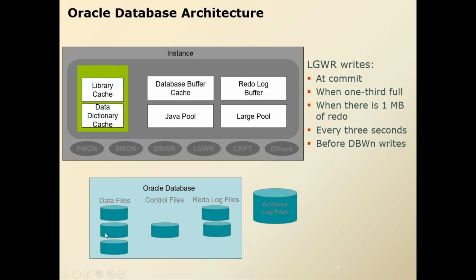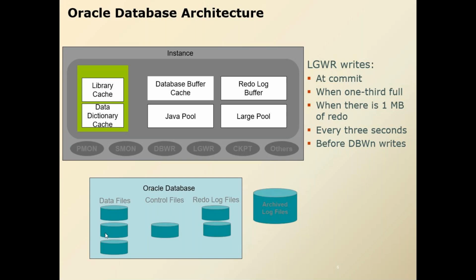Control files are the critical files in the database which contain the metadata information. So metadata information is really very critical. Suppose if you lose the control file in the database, then your database cannot come up. So control files are really critical files.